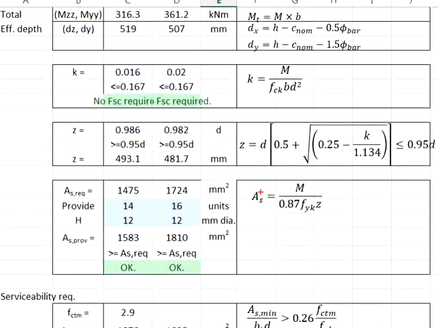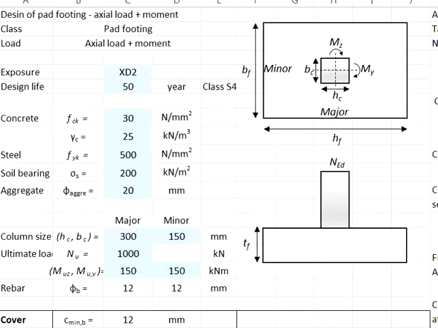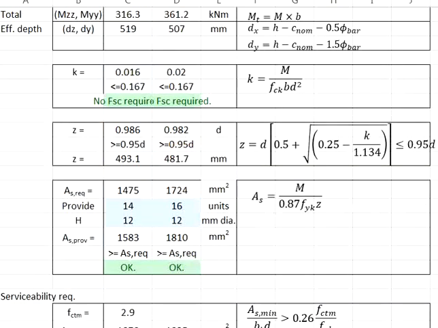Now it is time for you to calculate the As required. Take the moment from the major and the minor axis. Take the z from the major and the minor axis. Use the fyk, which in this case is 500 Newton per mm square. You get the As required, 14 something and 17 something.